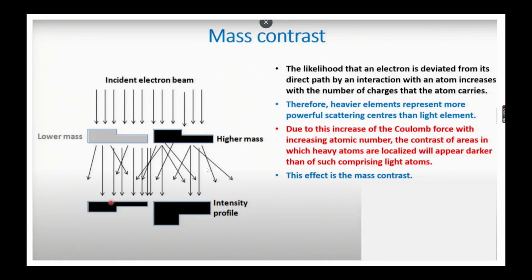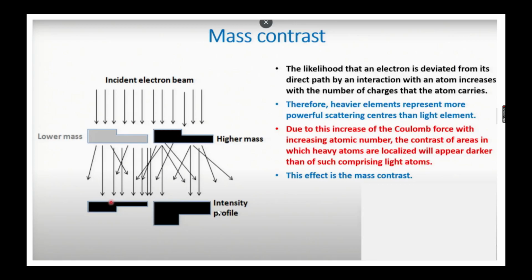Suppose the intensity is 100% as the incident electron beam, but for the lower mass 10% is lost, so you get 90%. Here, due to the higher mass, the loss could be 20 or 30%, so you get an intensity of 80%. The intensity profile will be like this. So by varying the mass you can generate the contrast.